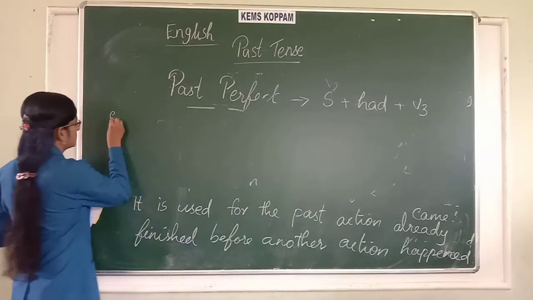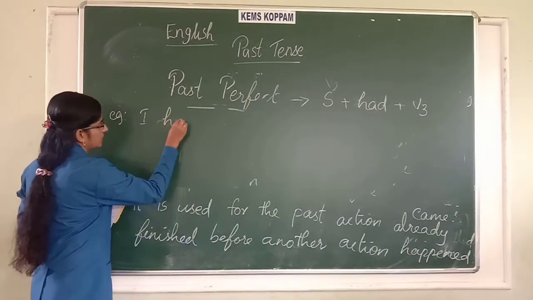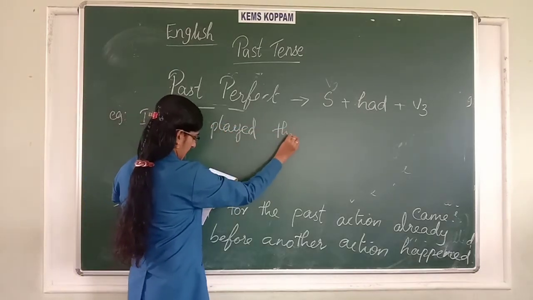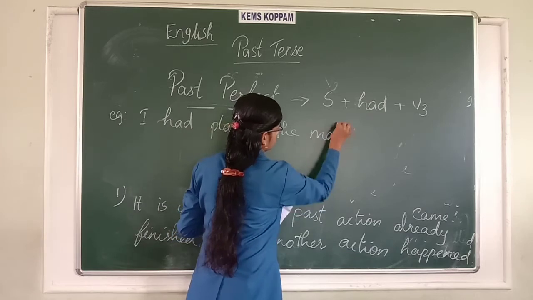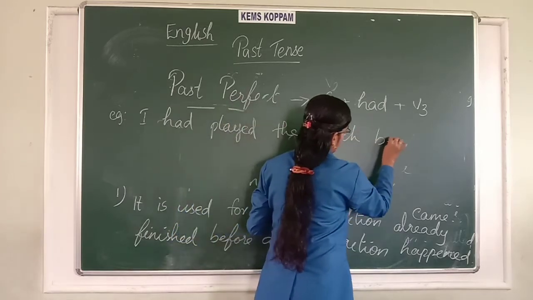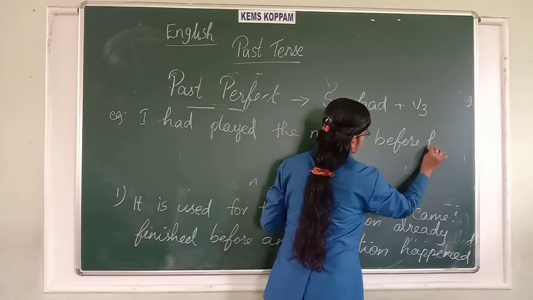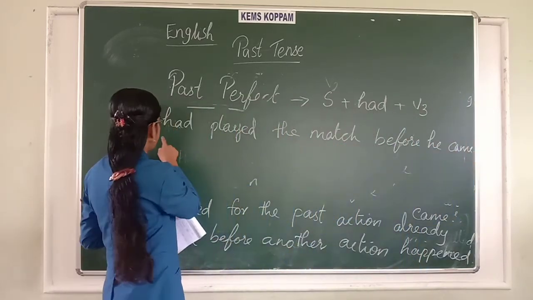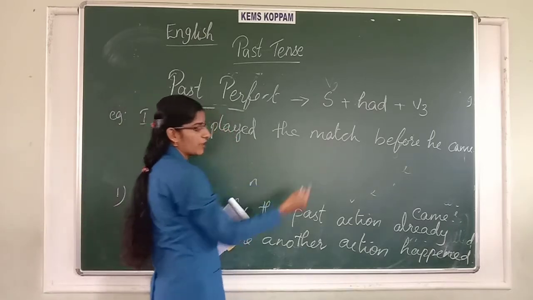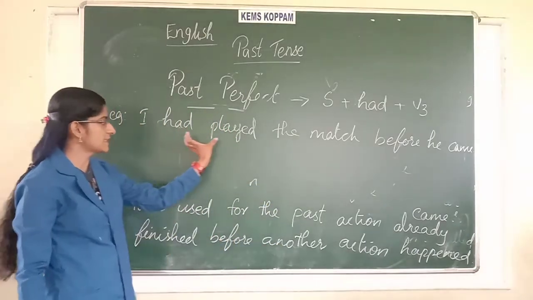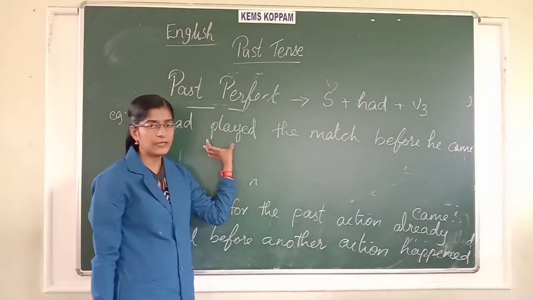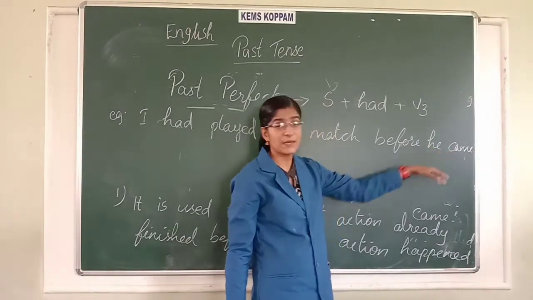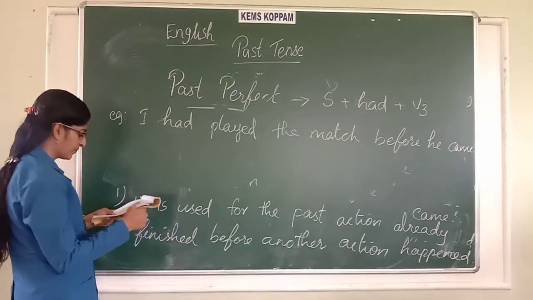I had played the match before he came. So this is already finished. I had played the match before he came. So this is the first finished action. It is written in past perfect, and the second action is written in simple past. Okay.